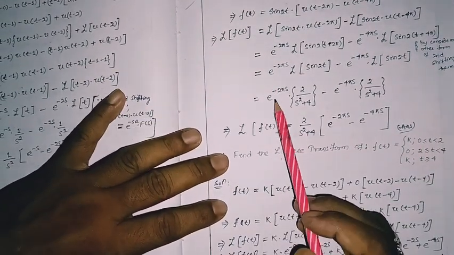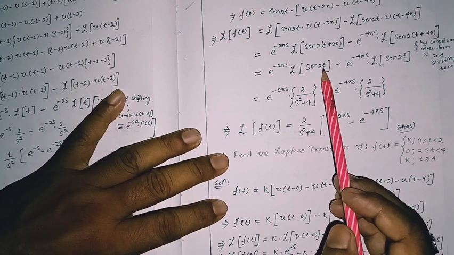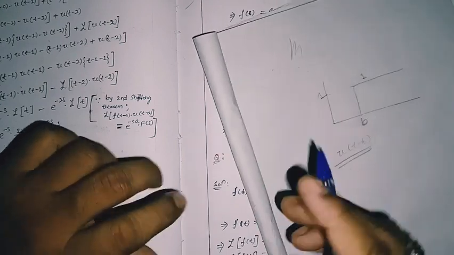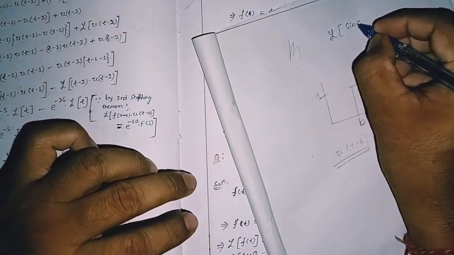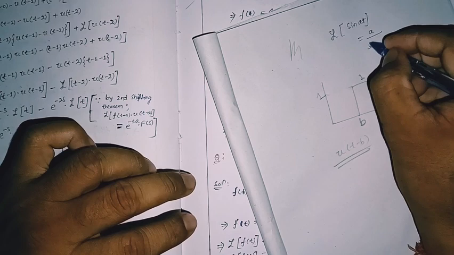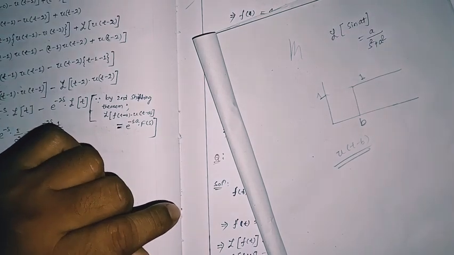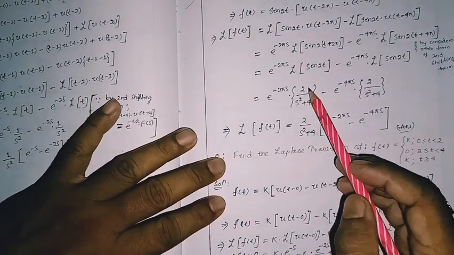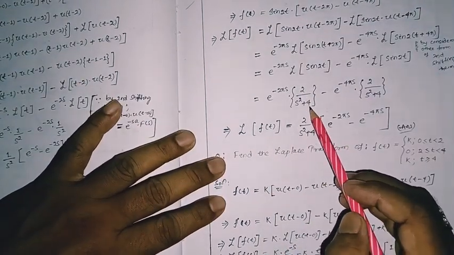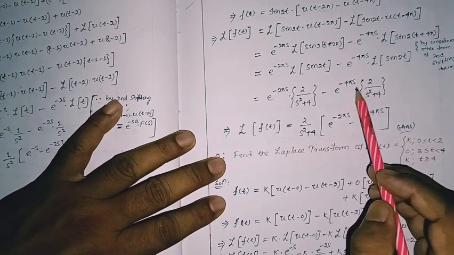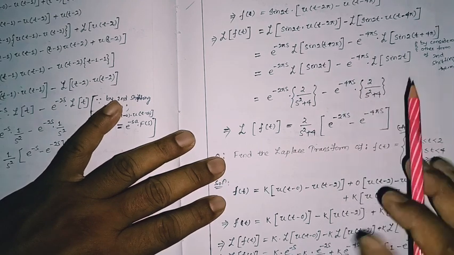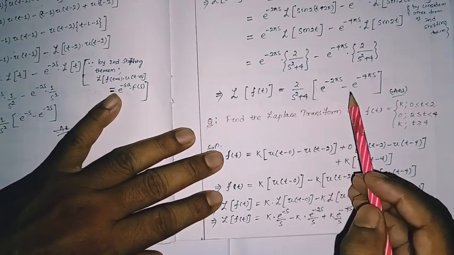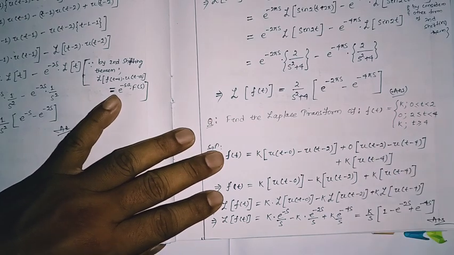With e to the power minus 2 pi s there, the Laplace transform of sin 2t will be equal to 2 by s square plus 4, because we know that the Laplace transform of sin at is nothing but a by s square plus a square. In this case a is nothing but 2, so 2 by s square plus 2 square, which means 4, minus e to the minus 4 pi s into 2 by s square plus 4. So taking 2 by s square plus 4 common, we found e to the minus 2 pi s minus e to the minus 4 pi s is your answer.